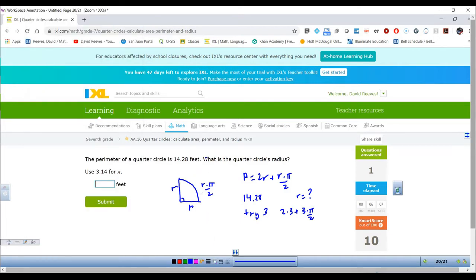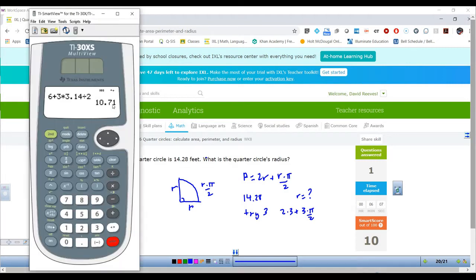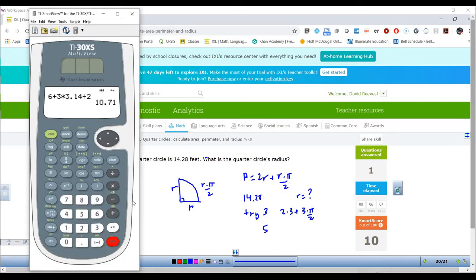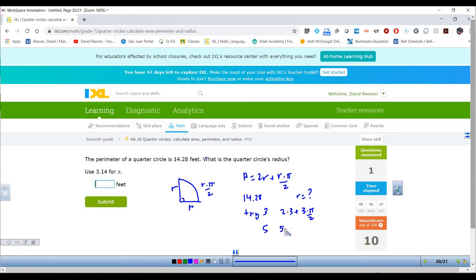All right. So, obviously, when we tried the radius of 3, we got the answer that was too small. That was the previous problem, 10.71. We need to jump all the way up to 14.28. Do you want to try 4? You want to try 5? Let's try 5. How about we try 5? Okay. So here we go. So I'm going to do 2 times 5, right?